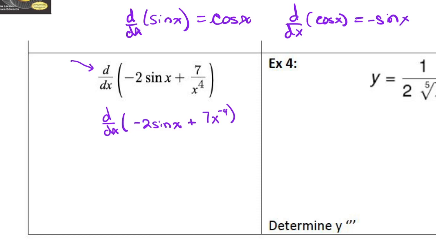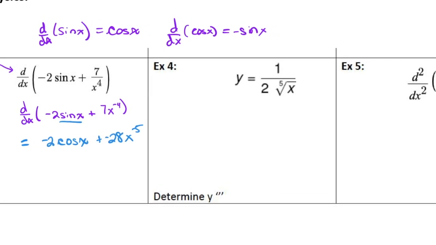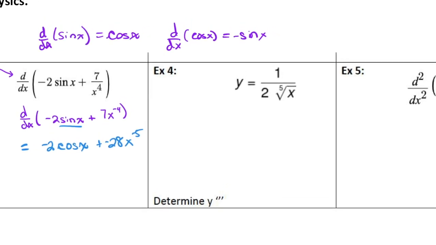So let's see here. What is the derivative of sine? We just talked about that. The derivative of sine is the cosine. So we get negative 2 multiplied by the derivative, which is cosine x. And in the next part, we're going to take negative 4 times 7, negative 28, x to the negative 5. Notice we go straight for the equal sign because the symbol d dx says the derivative of the function, and you just assigned the answer.